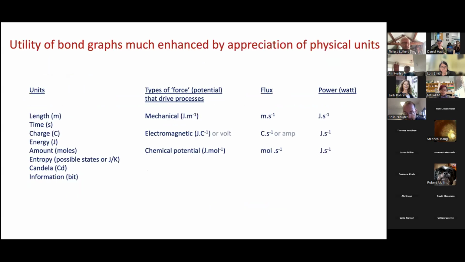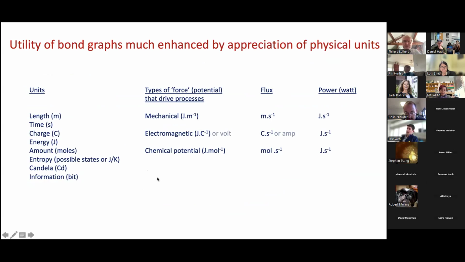Now, going into the detail of this isn't feasible in the time available, but I mentioned units being really important, and it really helps understand all this if we break the units down into their kind of fundamental nuts and bolts. And so the forces or potentials that we might be interested in include mechanical forces, so joules per meter or per meter cubed, if we were looking at pressure or flow. Electromagnetic forces, joules per coulomb, otherwise known as volts, and for metabolism, joules per mole.